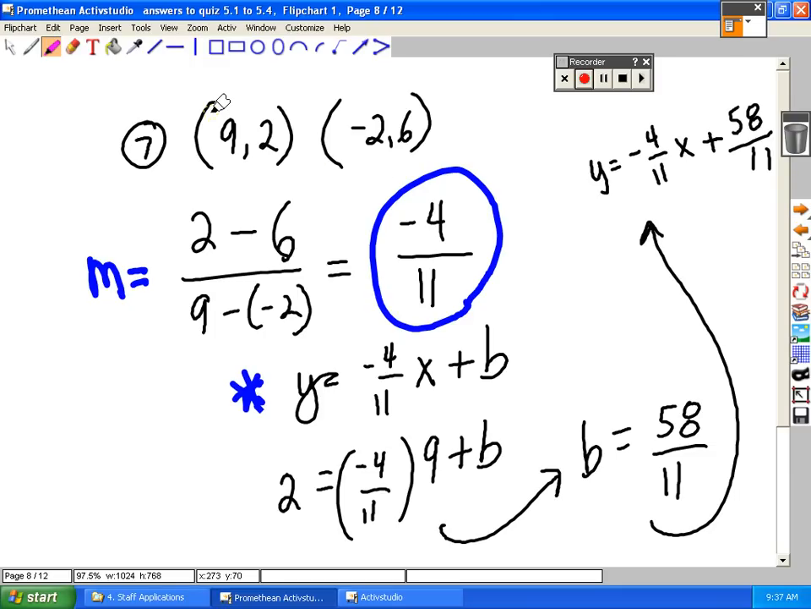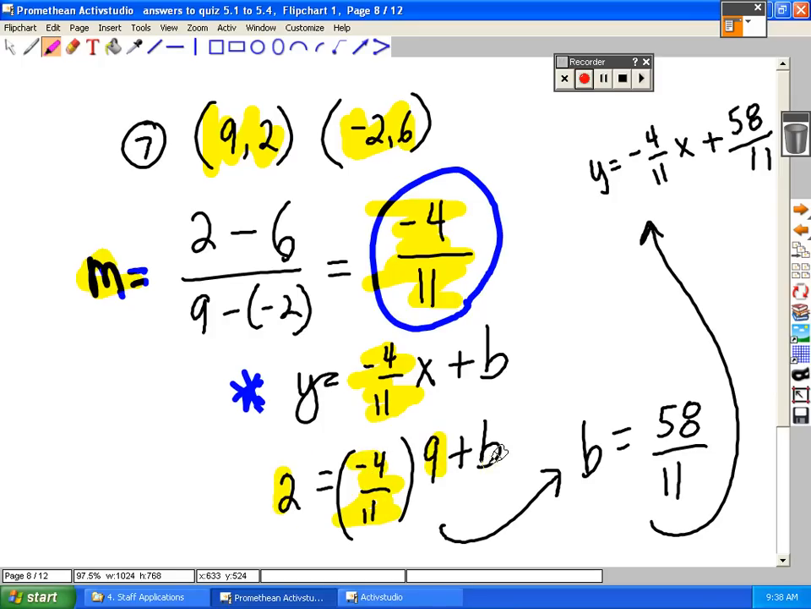Number 7, it gives us 2 points. These are the original 2 points. Whenever I'm writing an equation, I first have to find the slope. And the slope you get is -4/11 when you do y minus y over x minus x. So I plug my slope in. And now to solve for b, I'm going to take one of these 2 points. I used 9, 2. You could have used either one. So I plug a 2 in for y, a 9 in for x, along with my slope.